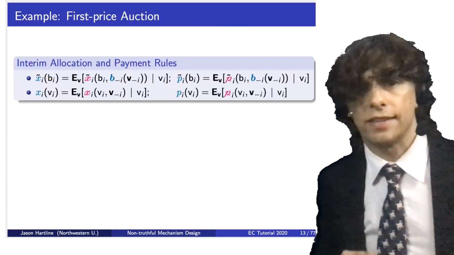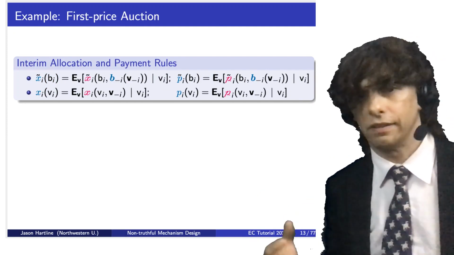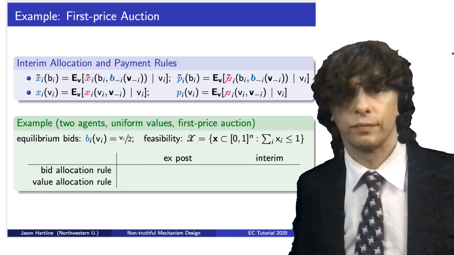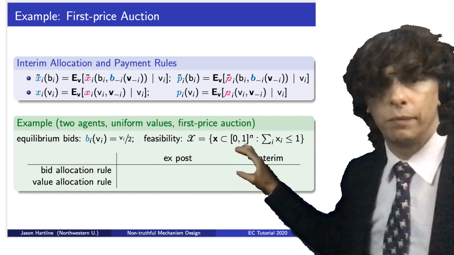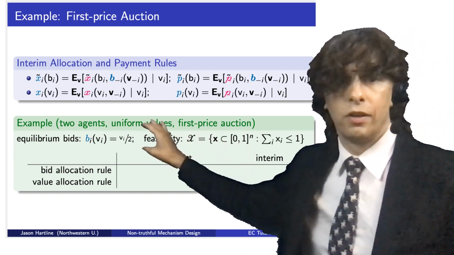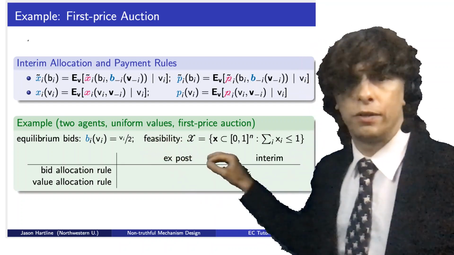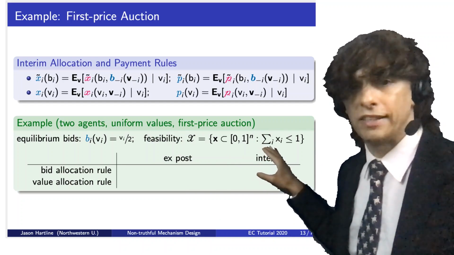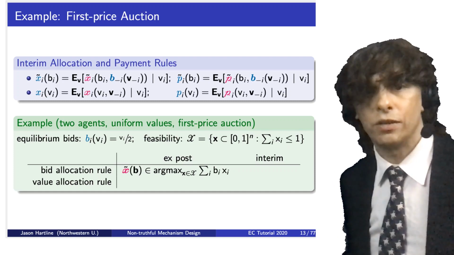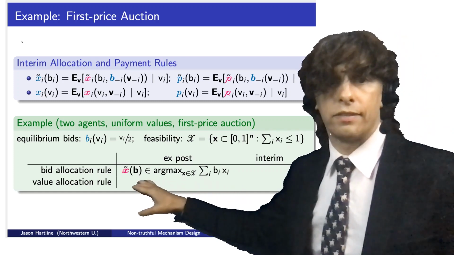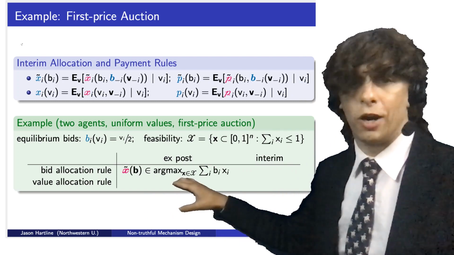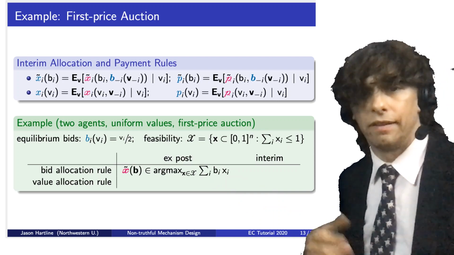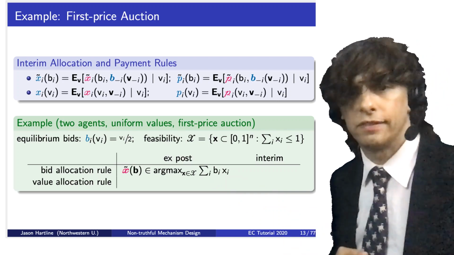Great. So let's take this notation and apply it to the first price auction just to see it in use. Recall the equilibrium of a two-agent uniform values first price auction where each bidder is bidding half of their value, and the feasibility constraint was that the sum of the allocation probabilities has to be at most 1. So what is the bid allocation rule? The ex post bid allocation rule is just the argmax, given the bids that we observe, maximizing the winning bids.